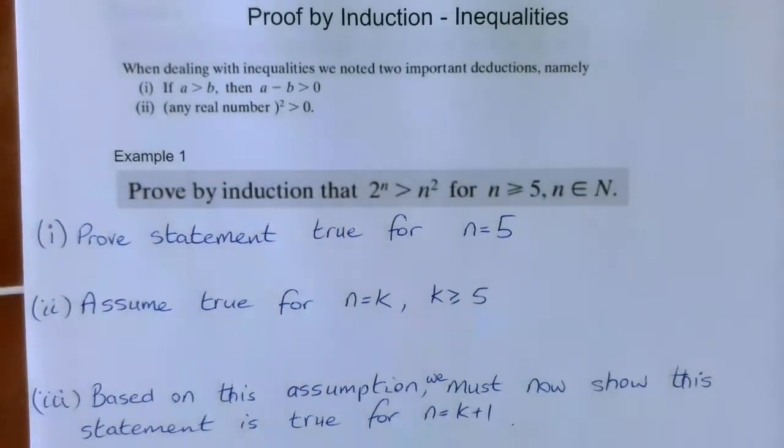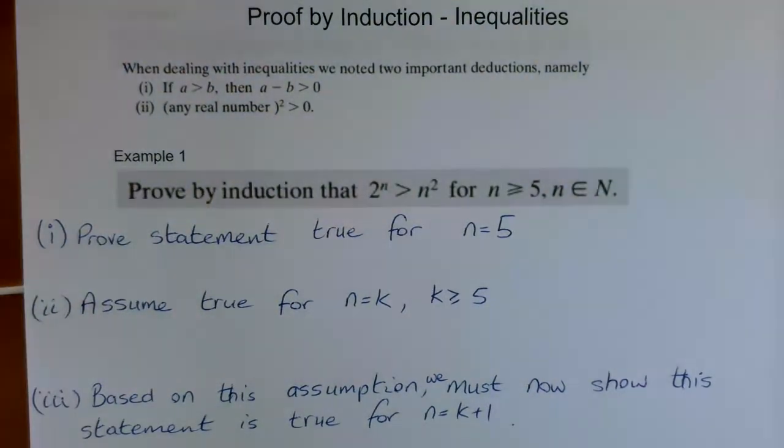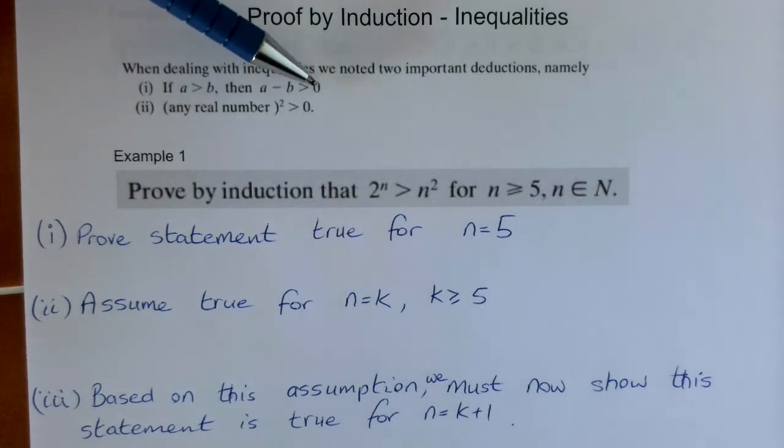Now, this is the last type of proof by induction. So this one is on inequalities. One thing before we start an example, two things that you may find useful along the way for some of the proofs. Part one, if A is greater than B, then A minus B is greater than 0.